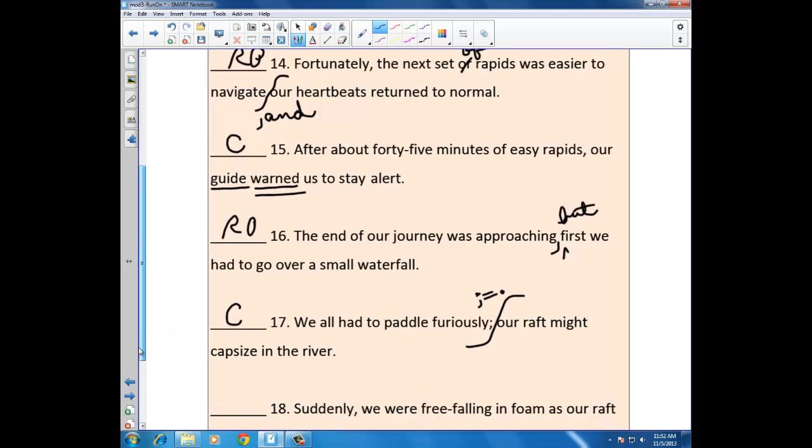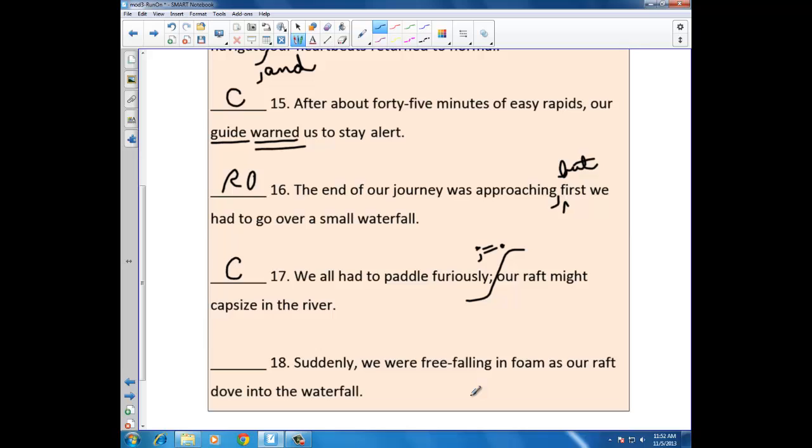This is correct. Suddenly we were free falling in foam as our raft dove into the waterfall. You have were free falling as the verb, we as the subject, as is the subordinating conjunction, raft as the subject, dove as the verb. You have an independent clause followed by a dependent clause, you have a correct sentence.